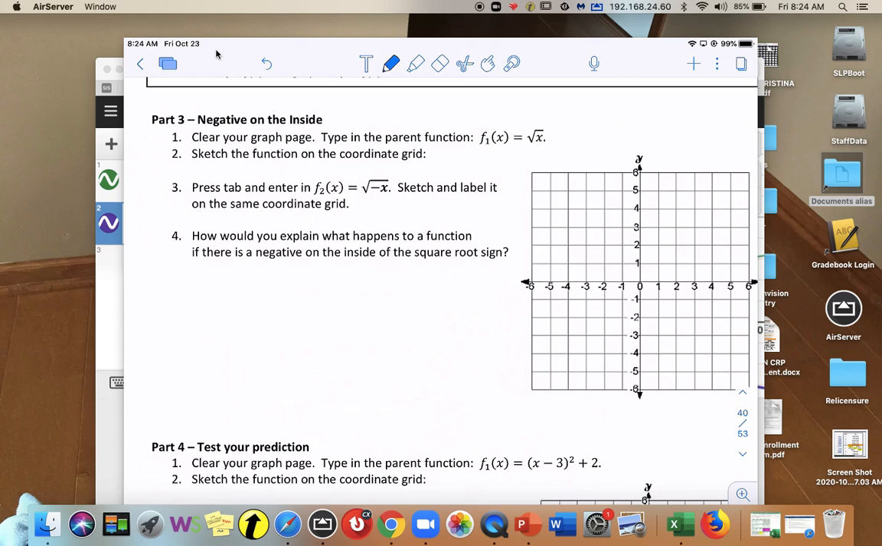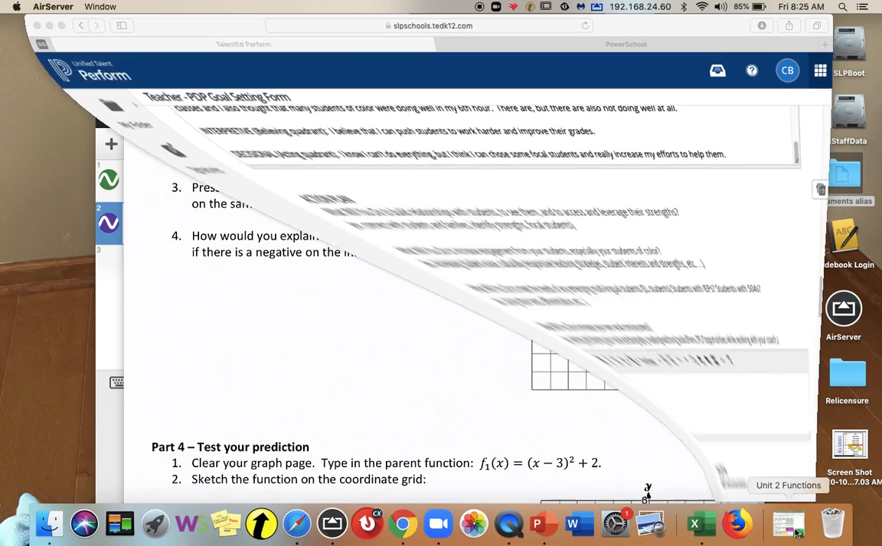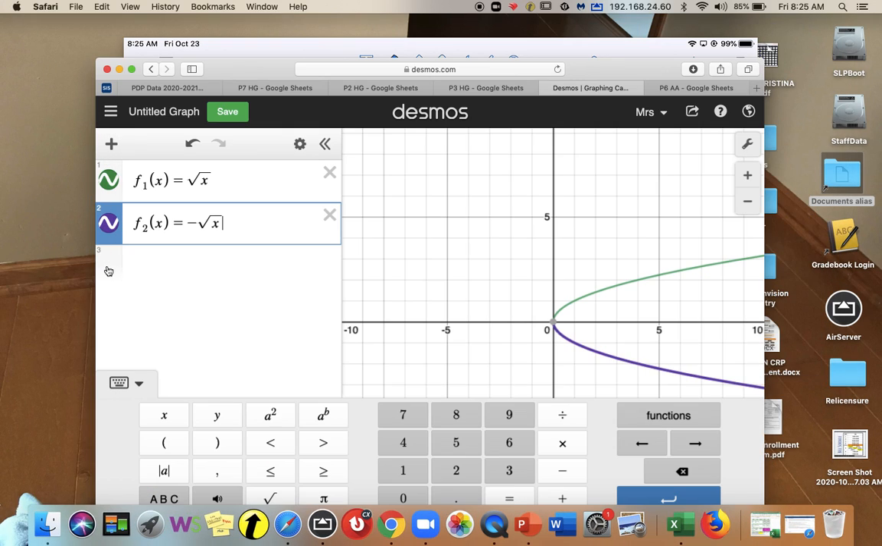So it says clear your graph page. Again, we'll keep our original parent function today, the square root of x. But what happens if the negative's on the inside? Make a prediction. All right, so I'm going to get rid of this one. And this time I'll call my f2 of x the square root, and I'll put the negative on the inside.